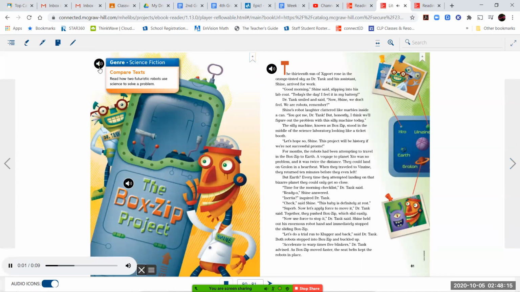Genre: Science fiction. Compare texts. Read how 2 futuristic robots use science to solve a problem. The Box Zip Project.